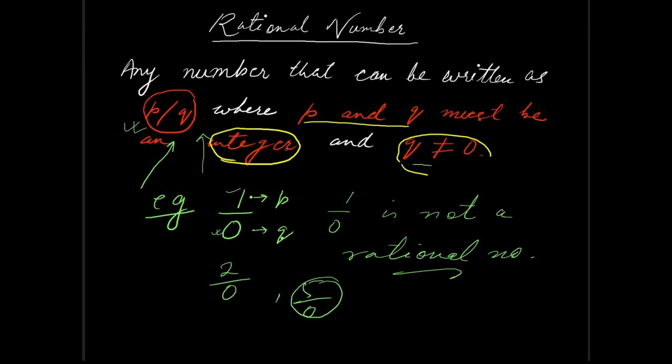Okay, cool. Let's take one more type of example. What about 3.5? Is 3.5 a rational number? If 3.5 satisfies all the three conditions, then 3.5 will also be a rational number. So let's check. First, the number should be in the form of p by q. The second condition is p and q must be integers, and the third condition is q must not be equal to 0. Let's check one by one.